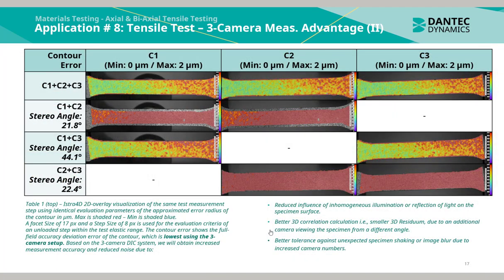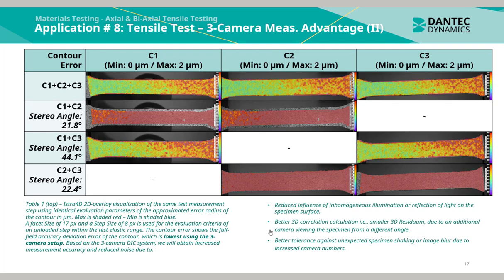In Table 1 to the top, we see the EduDIC 2D overlay visualization of the same test measurement step using identical evaluation parameters of the approximated error radius of the contour in micrometers. The maximum visualized result is shaded red. The minimum result is shaded blue.